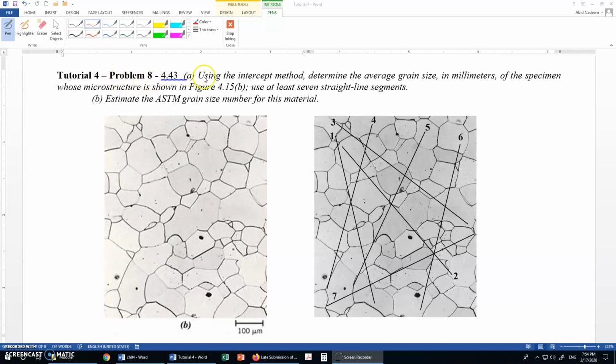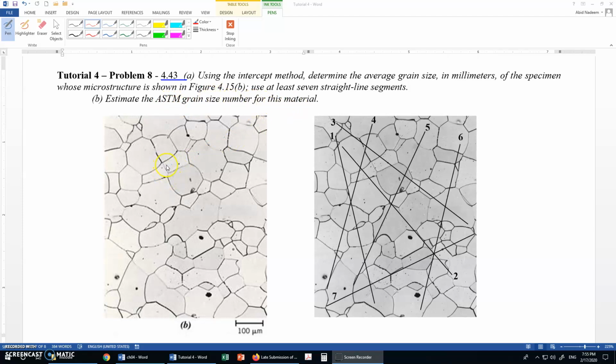Problem 8. In this tutorial we will determine the grain size from the photomicrographs. The statement of this problem is: using the intercept method, determine the average grain size in millimeters of the specimen whose microstructure is shown in figure 4.15b. Here on the left side is figure 4.15b. Use at least 7 straight line segments, and in part B estimate the ASTM grain size number for this material.